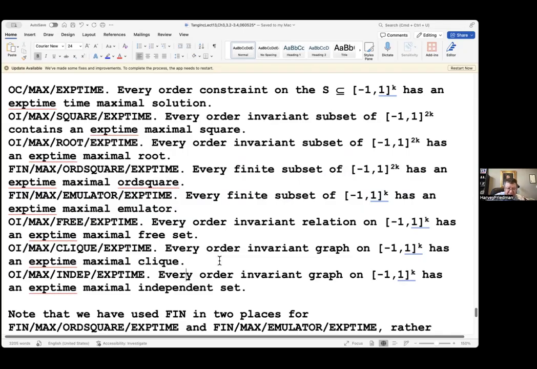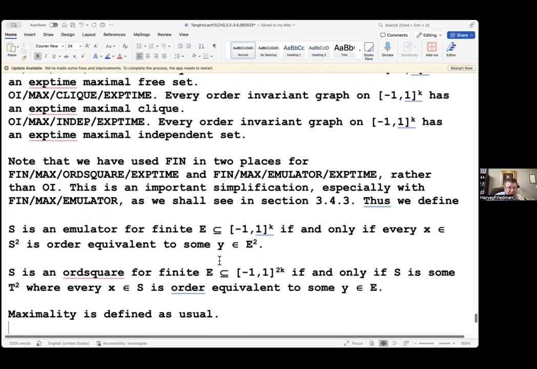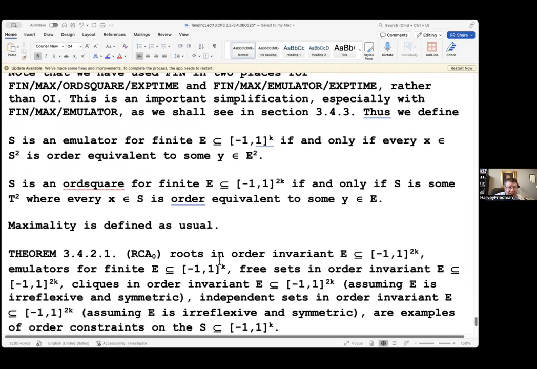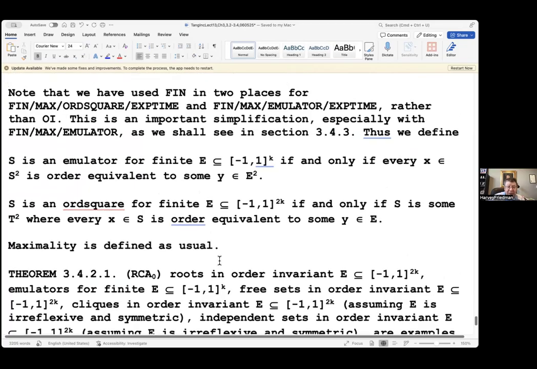So I use Fin for these. And here's what the emulators are. Emulators are actually rather beautiful. Very proud of my emulators. S is an emulator for a finite set if and only if every pair from it is order equivalent to some pair from the finite set. It's amazing that you can use this to get a large cardinal so easily, this idea. But that's what we're going to see. All right, or you need a large cardinal to deal with it.